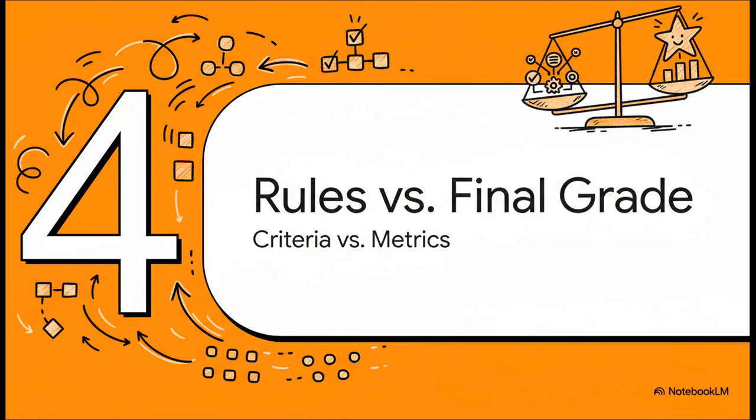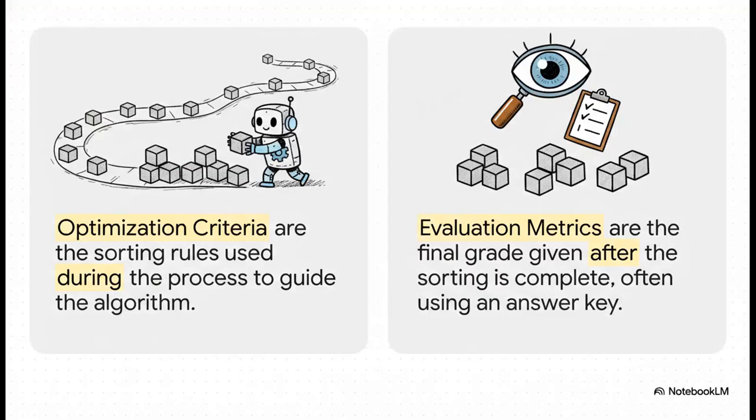All right, let's pause here, because this next point is super important. It is really easy to confuse the rules you use during the sorting process with the score you give the final result. But trust me, they are two very different things. The criterion functions we've been talking about this whole time, SSE, the ratio, the linkage rules, those are the optimization criteria. They're the live instructions, the rulebook the algorithm is following while it's actually doing the work.